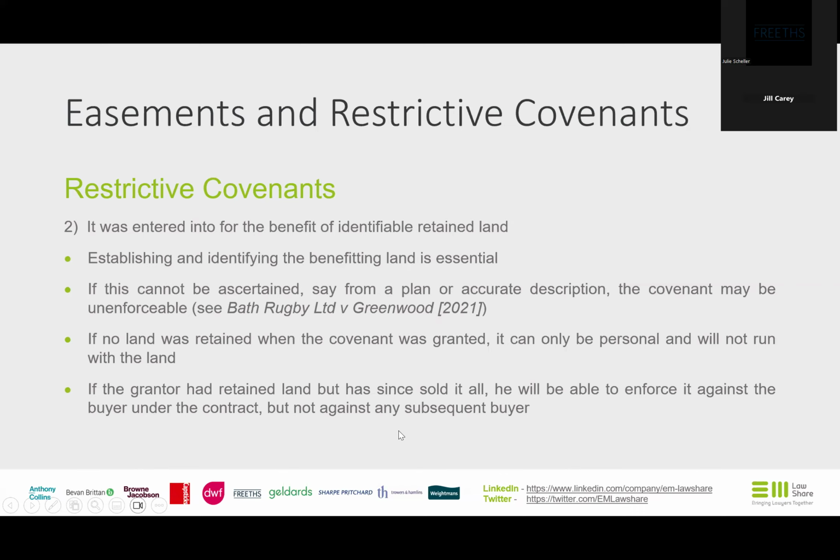If you had retained land but you've subsequently sold it, then you may be able to enforce against the original. If the person who gave the covenant still owns the land, you might be able to enforce against them if you could prove any loss, but you wouldn't be able to prove that against any subsequent buyer.